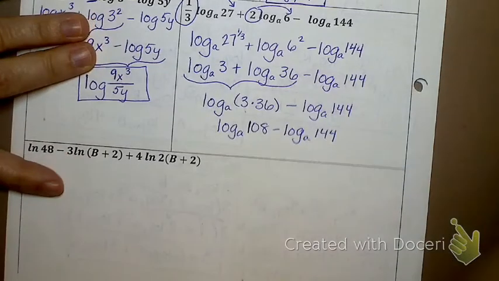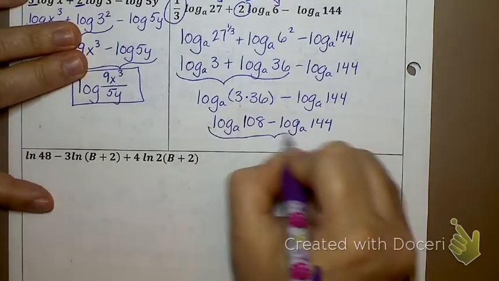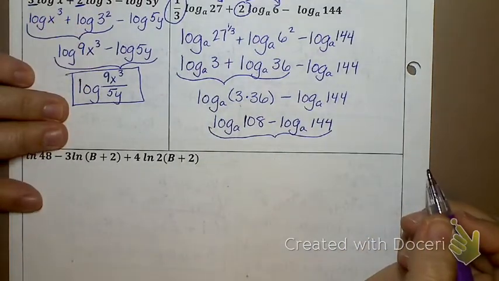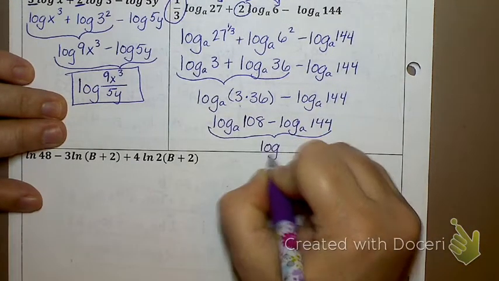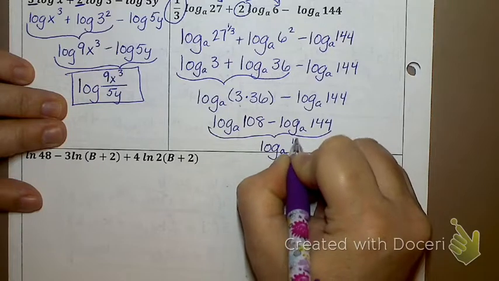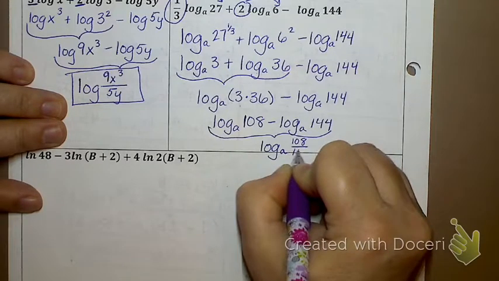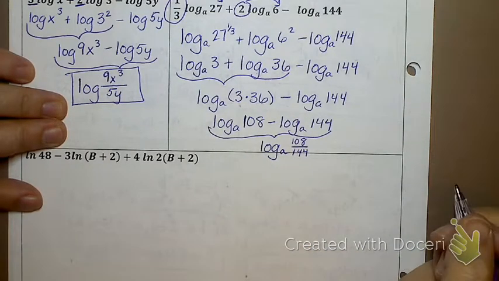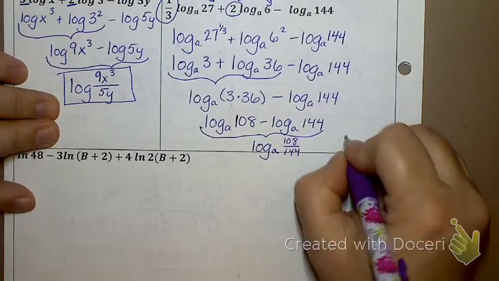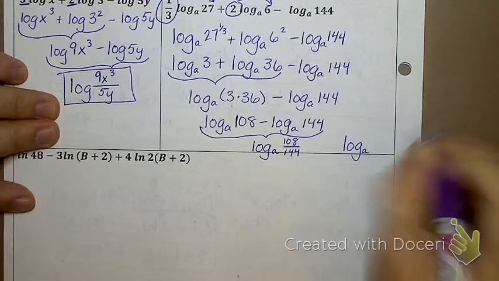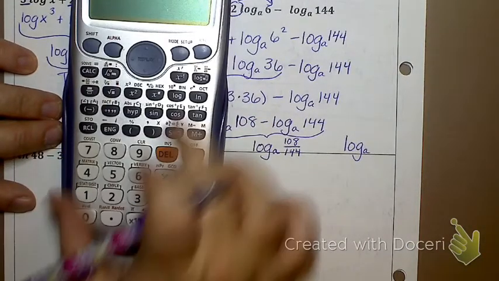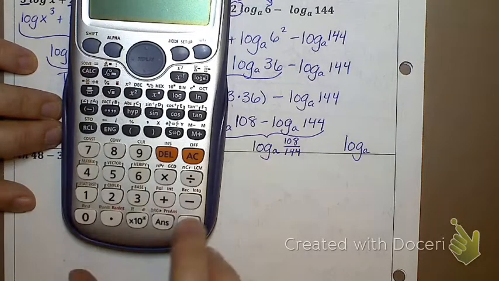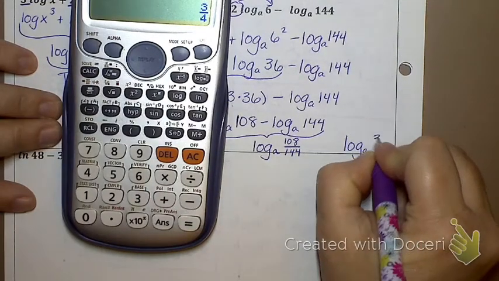All right, so I'm down to 2. They're connected by subtraction, so what are they going to become? Division. So I have log base A of 108 over 144. And do you think I can simplify that fraction? Yeah. So I'm going to end up with log base A of, let's see, 108 over 144 is 3/4.